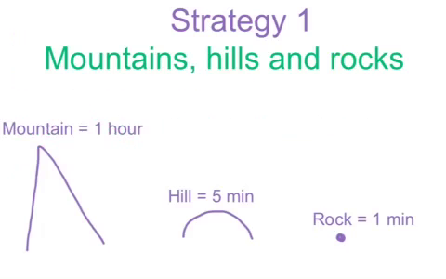So today's strategy is using mountains, hills, and rocks. And I know it sounds kind of corny, but it's a really, really good way to help us remember how to use elapsed time. So when you're doing this, a mountain stands for 1 hour, a hill stands for 5 minutes, and a rock equals 1 minute. And this is a very visual strategy, very good for visual learners. So let's see the strategy in action.